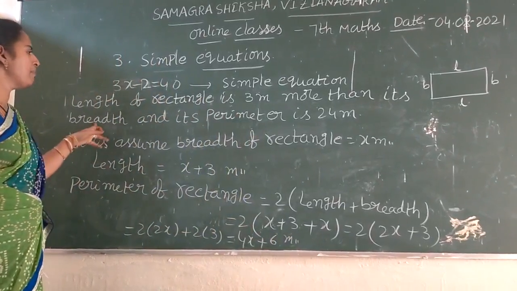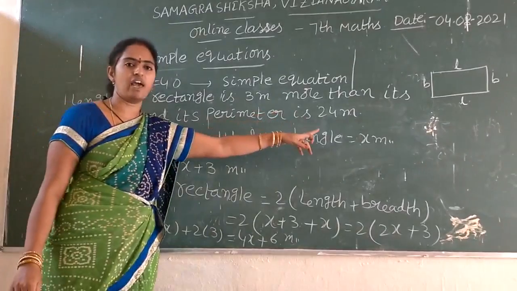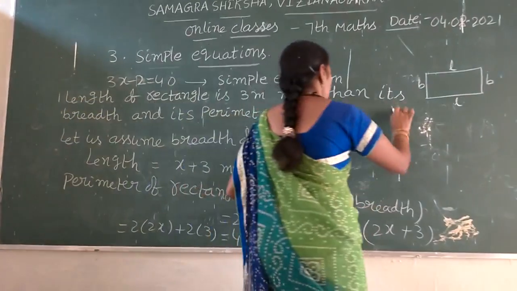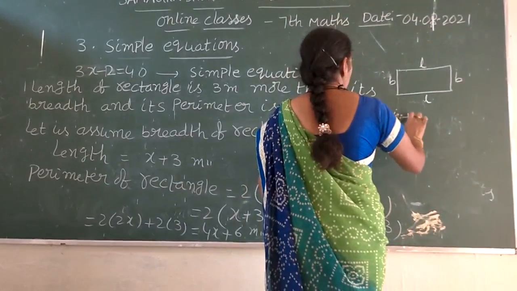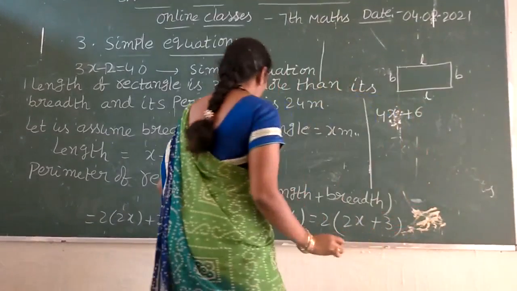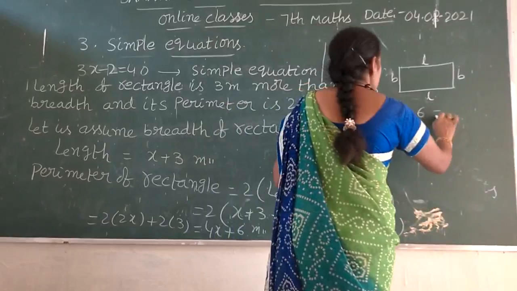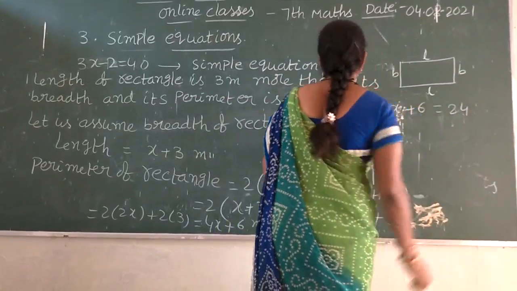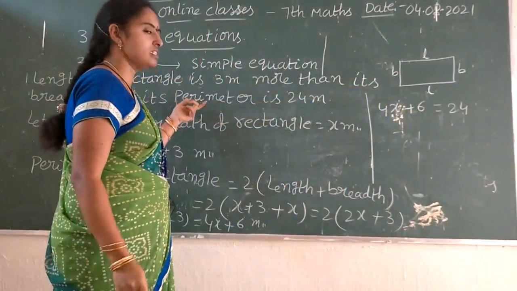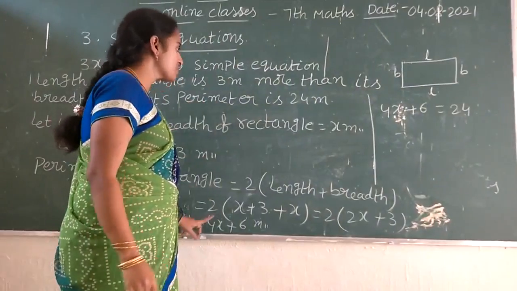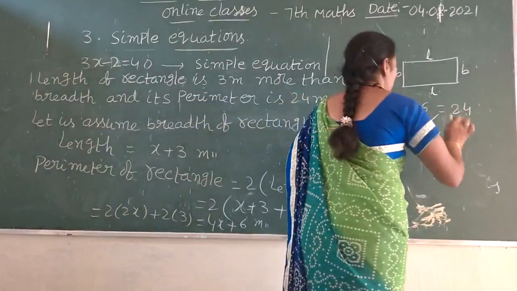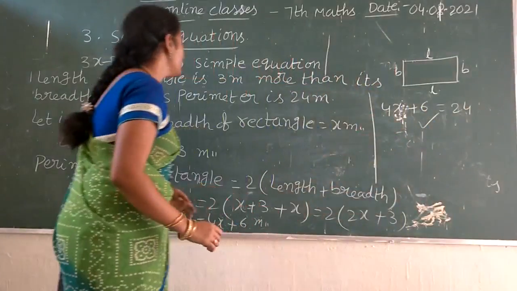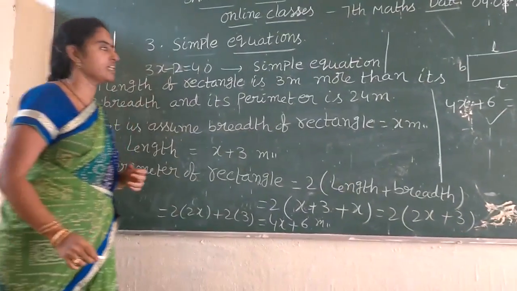But it is given that the perimeter of the rectangle is 24 meters. So the perimeter we found is 4x plus 6. This is equal to 24 meters. So 4x plus 6 is equal to 24. Okay, we get the simple equation from this mathematical statement.